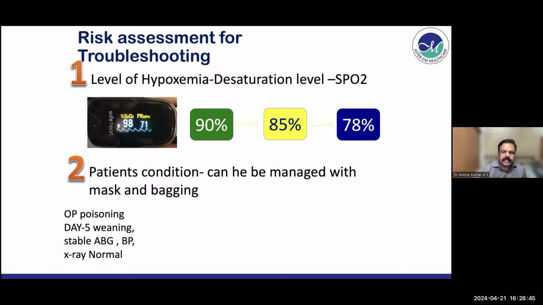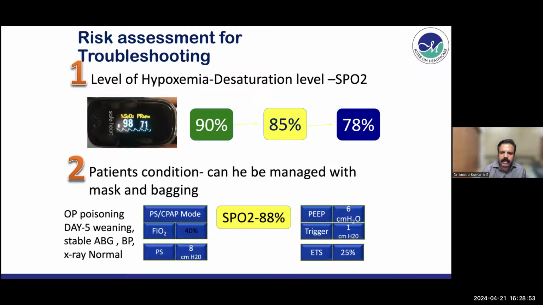Then there is a patient with organophosphorus poisoning, day 5 of feeding. The gases are stable, BP, X-ray is normal. The patient is on a pressure support CPAP mode. You can see 6 PEEP, respiratory trigger sensitivity 25%, pressure support 8, FiO2 40. Now this patient is desaturating. Here again, the patient can go for further complications, and you have to see what is the cause for desaturation.